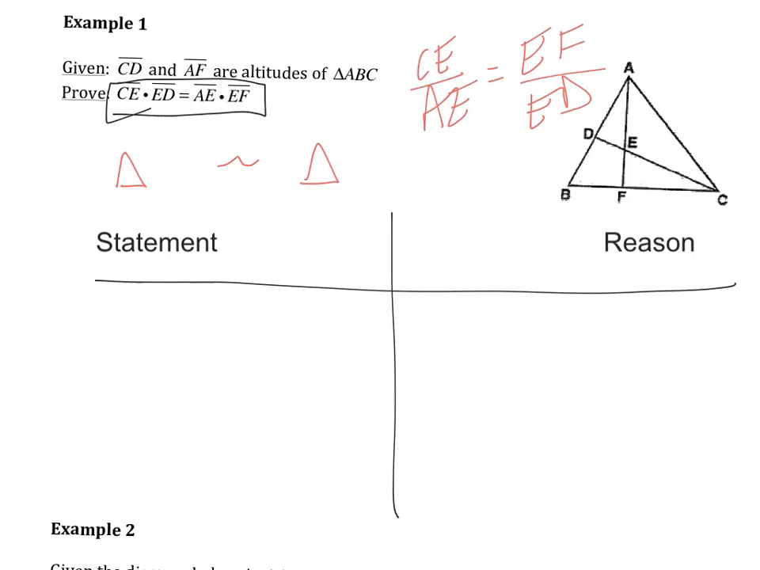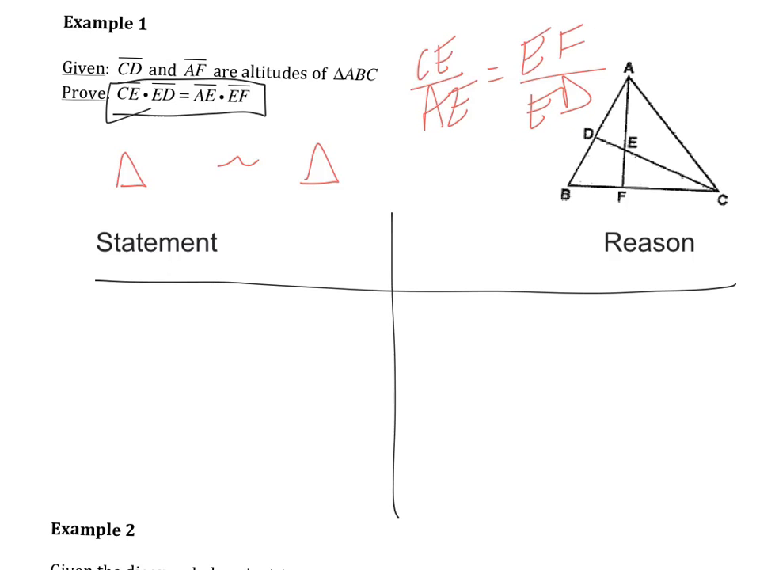The next thing to do is try and figure out which two triangles you want to prove are similar, and we're going to prove triangle CEF going across this way is in fact similar to triangle AED going across this way.